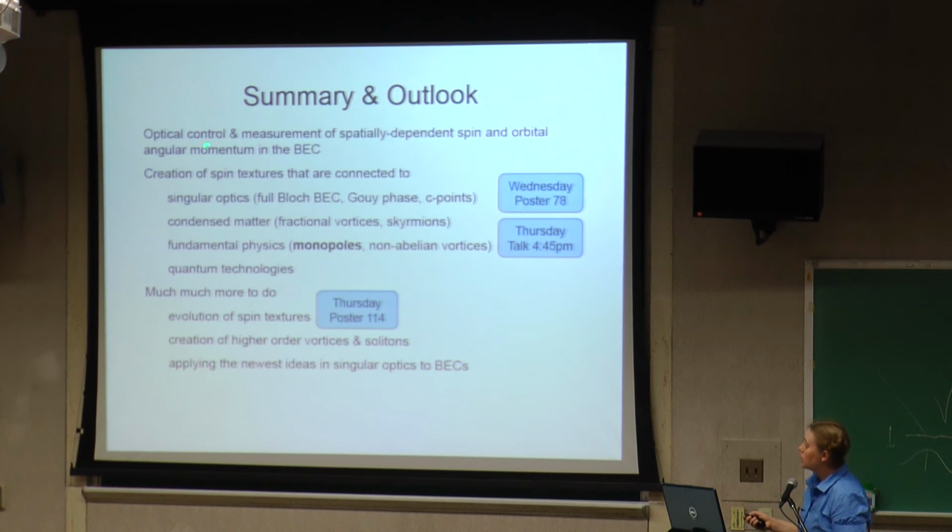So in summary, we can control and measure the wave function of the BEC. So far, we've been focusing on studying vortices in the BEC and relating it to all different types of physics. And we're really just getting started. We're working on building up new infrastructure to measure the evolution of these structures in the BEC.